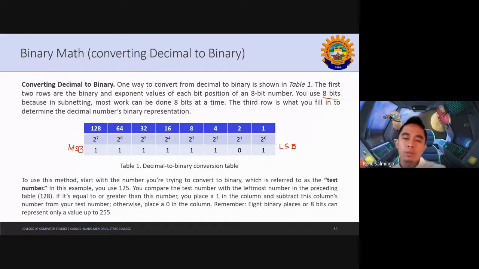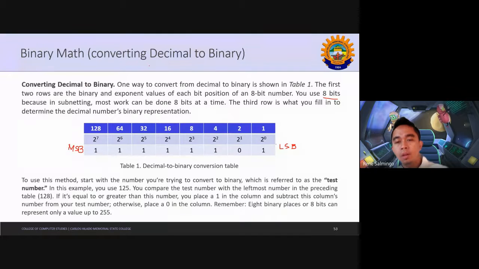So 2 raised to the 0 is 1, and 2 raised to 1 is 2. 2 raised to the 2 is 4, 2 raised to the 3 is 8, 2 to the 4th is 16, 2 to the 5th is 32, 2 to the 6th is 64, and 2 to the 7th is 128. So this is like your table of numbers. Now, if you're going to enable these values, what would be the result?